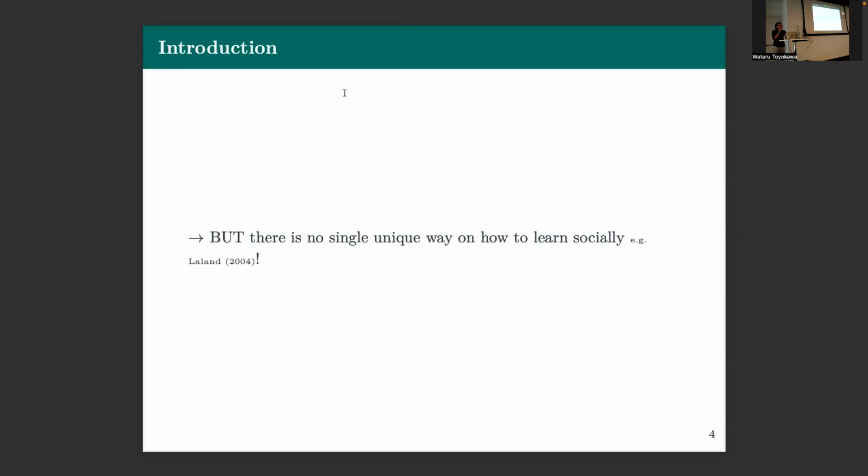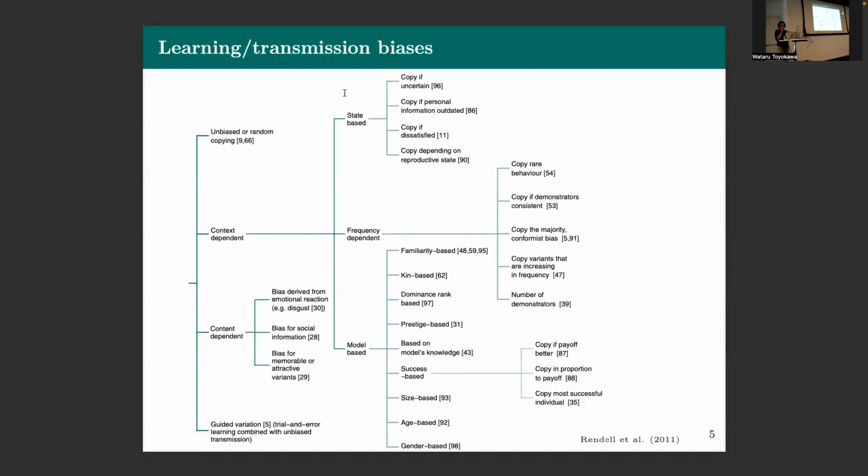And there's, of course, no single unique way in which we learn socially. I think this scheme is taken from a review paper by Luke Randall et al. You have already seen it yesterday in Alberto's talk. All it's supposed to show you is the sheer variety of social learning processes that have already been identified in the literature.